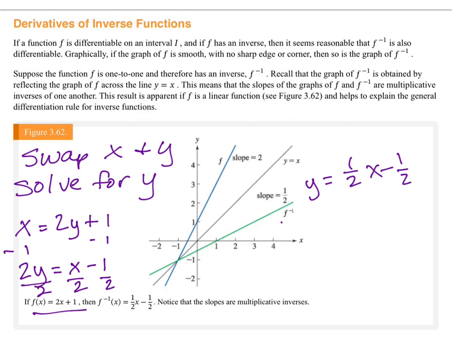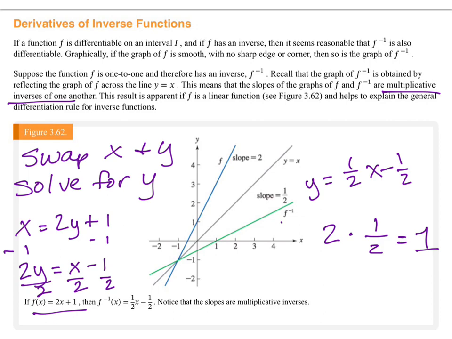So on perpendicular lines, the slopes are negative reciprocals of one another. On inverses, they're not negative reciprocals. They are what they call multiplicative inverses of one another. So what that means is you ought to be able to take the slope of your first line, 2, times the slope of your second line, 1/2, and get 1. That's how you know you're dealing with inverse functions when they're linear. The slopes should multiply and make 1.